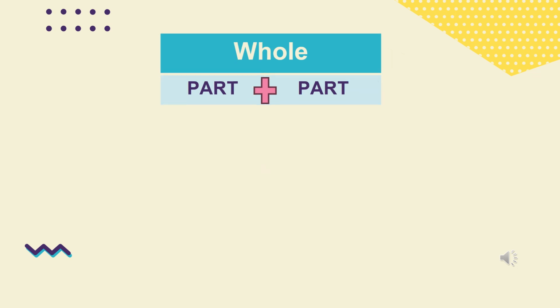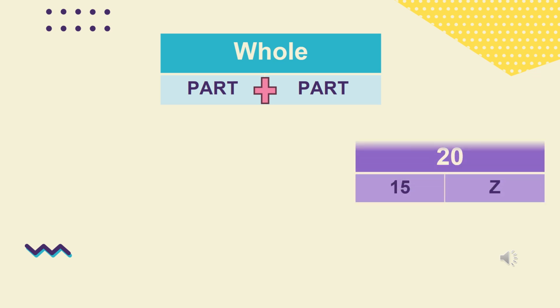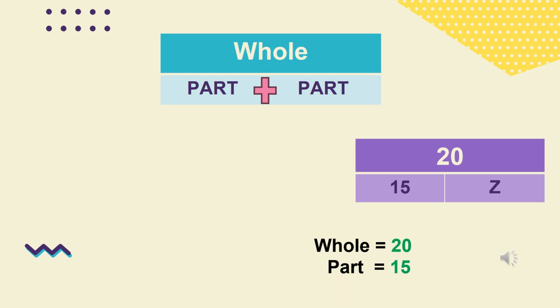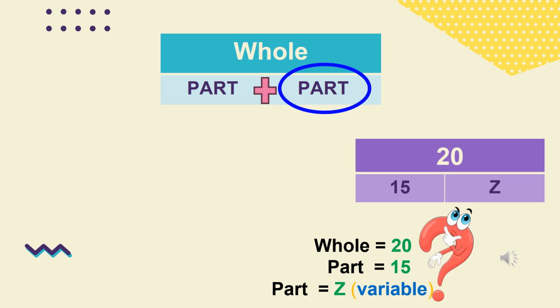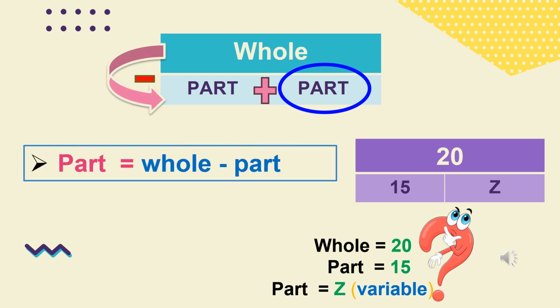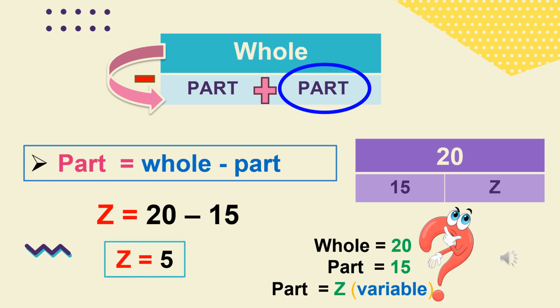Let's remember our rule. Whole equals part plus part. In this bar model, whole equals 20, first part equals 15, and the second part equals z. It's a variable. We need to get the value of this z, of this part. So to find this part, we subtract: part equals whole minus part. So z equals 20 minus 15, so the value of z equals 5.